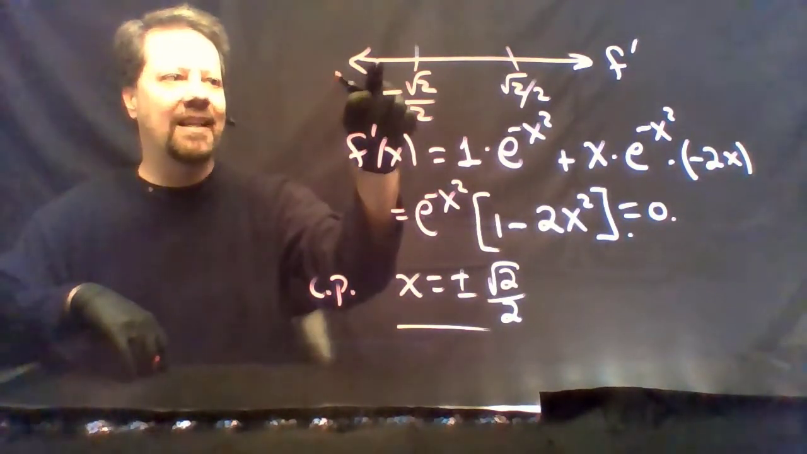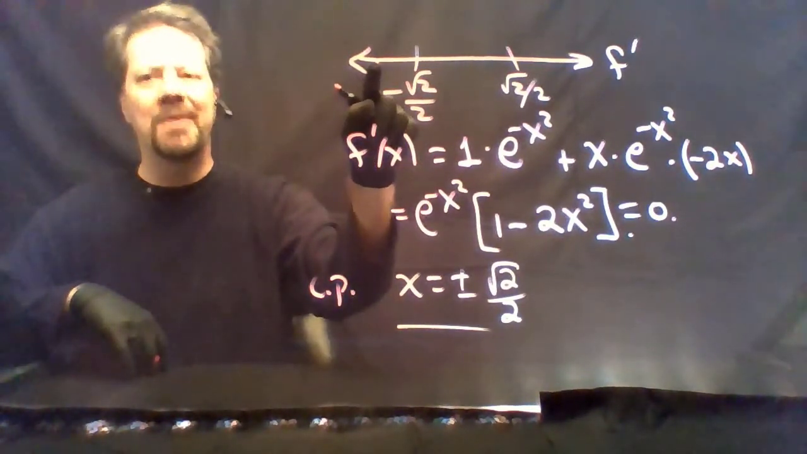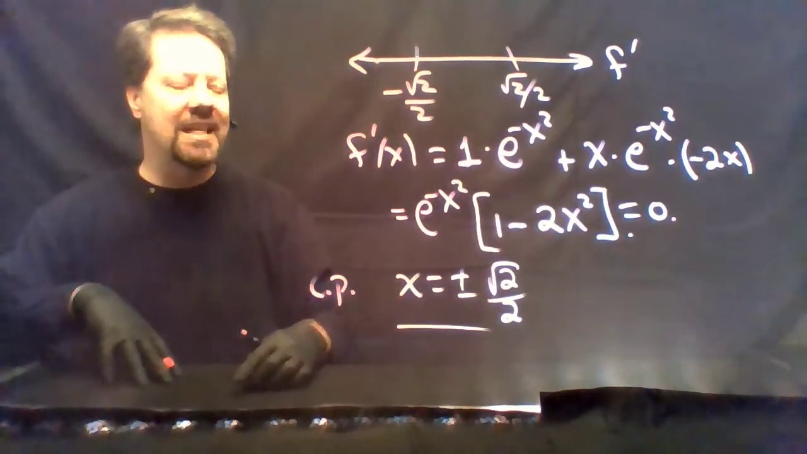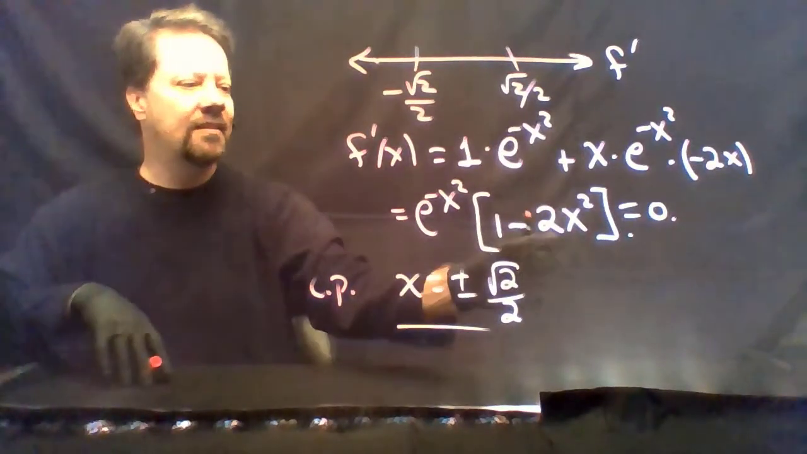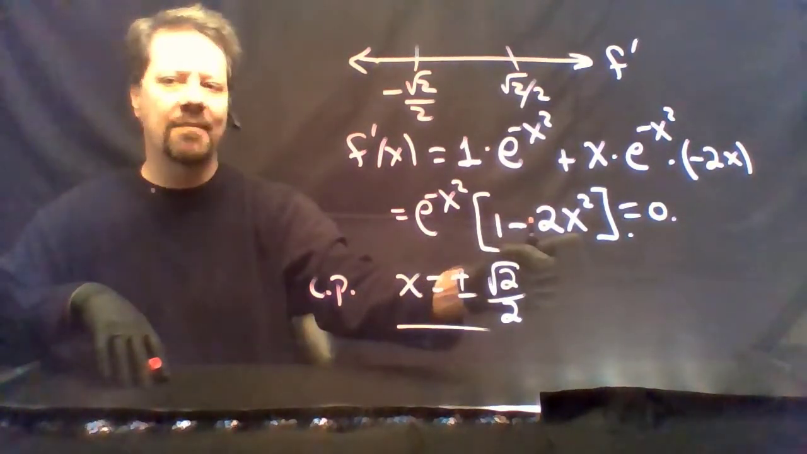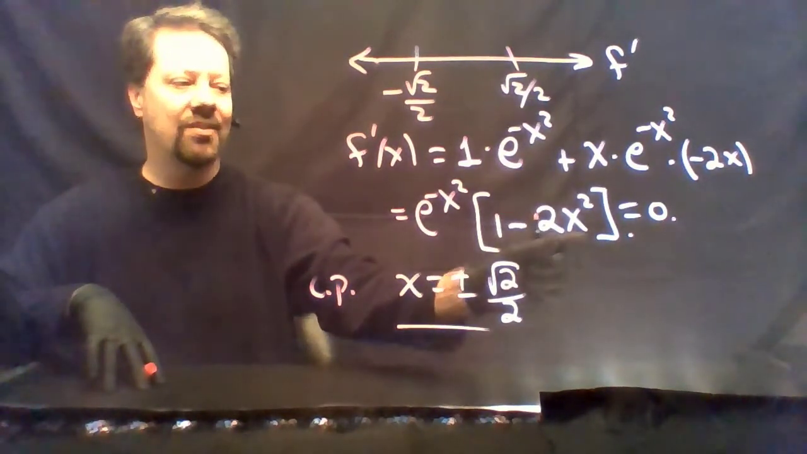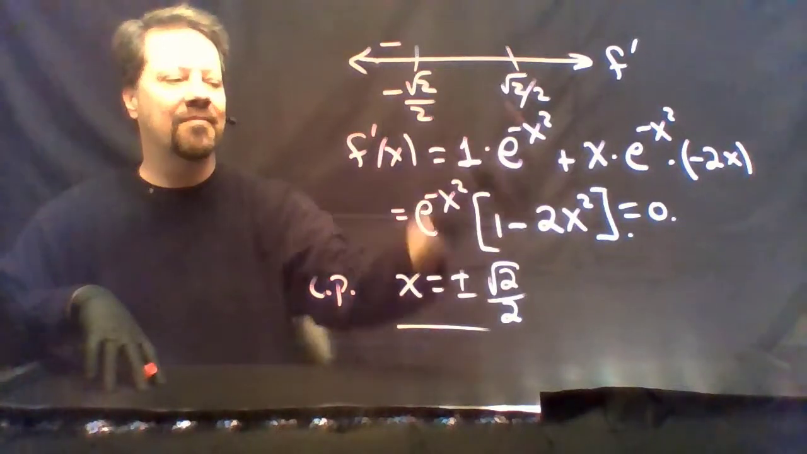plug some number like negative. If you're not sure where this number is, just be ridiculous about it. Negative 10 or negative 100, whatever it may be. E to whatever is always positive. So 1 minus 2 times some big number squared, like 10 squared. 1 minus 2 times 100. 1 minus 200, that's definitely negative.